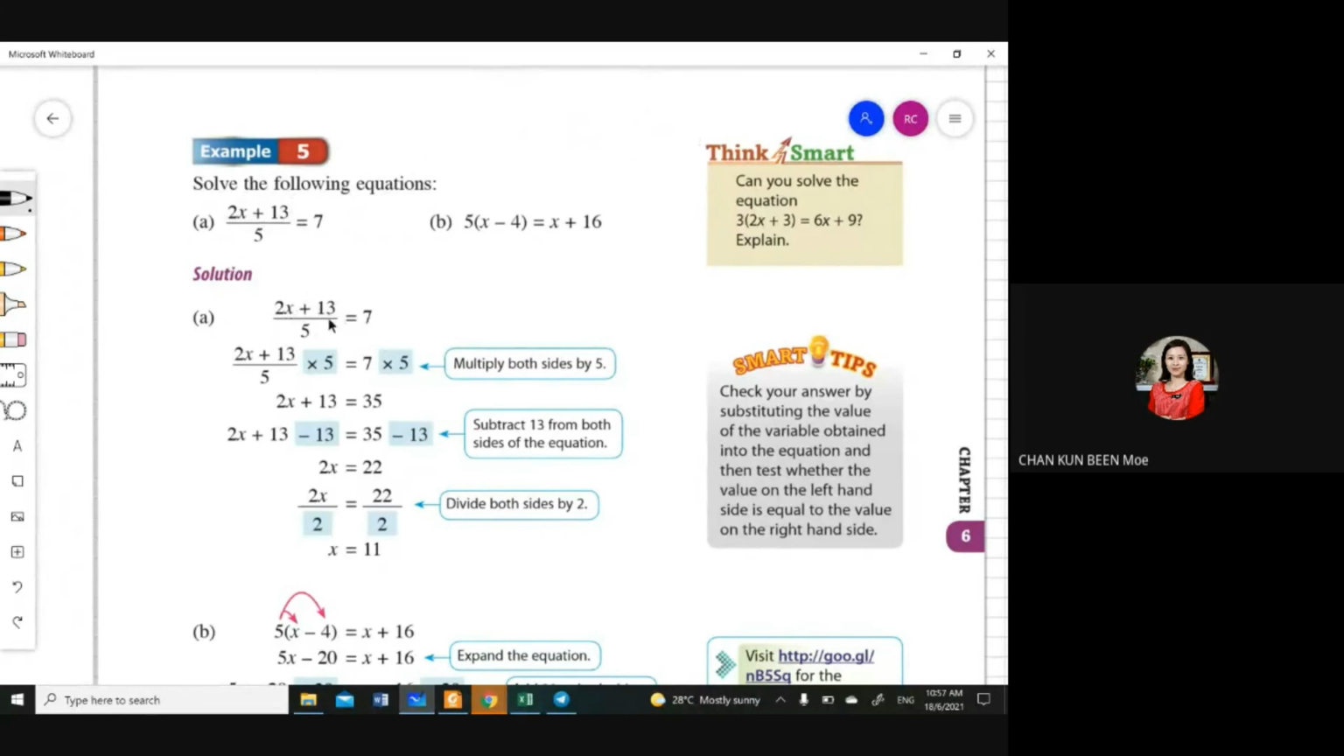Now, in 2x plus 13 over 5 equal to 7, the part that we can solve is the denominator.